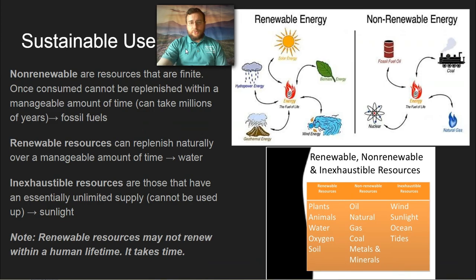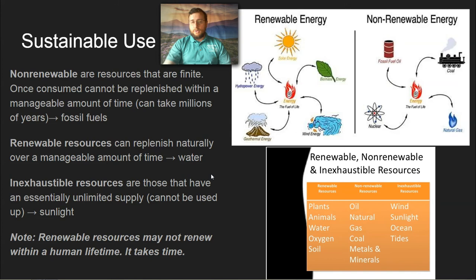So when it comes to sustainable use, we got to remember the idea of renewable versus non-renewable resources. Non-renewable resources, I got confused for a second there, are resources which are finite. That means they're going to run out. They're going to get consumed, and if they can even be replenished, they cannot possibly be replenished in the amount of time of a human lifetime. It can take hundreds of thousands to millions of years to do that.